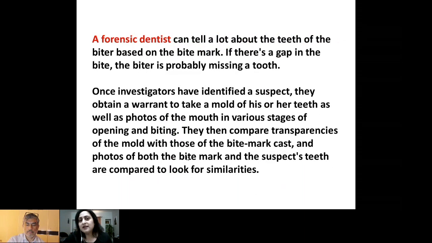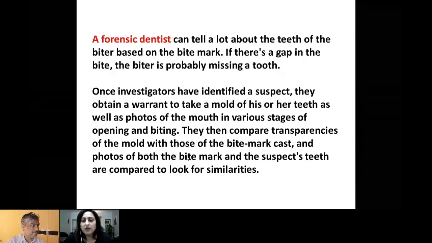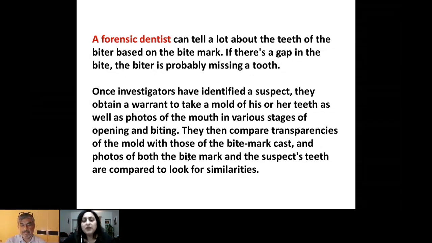A forensic dentist can tell a lot about the teeth of the biter based on the bite mark. Depending on the bite, if there is a gap in the bite, the biter is probably missing a tooth. And once the investigators have identified the suspect, they have to obtain a warrant to take a mold of his teeth as well as photos of the mouth in various stages of opening and biting. And then they compare the transparencies of the mold with those of the bite mark cast, and the photos of both the bite mark and the suspect's teeth are compared to look for similarities. That is how they go about it.